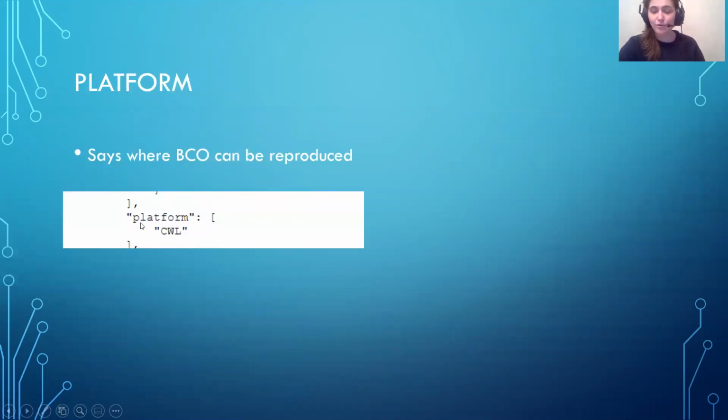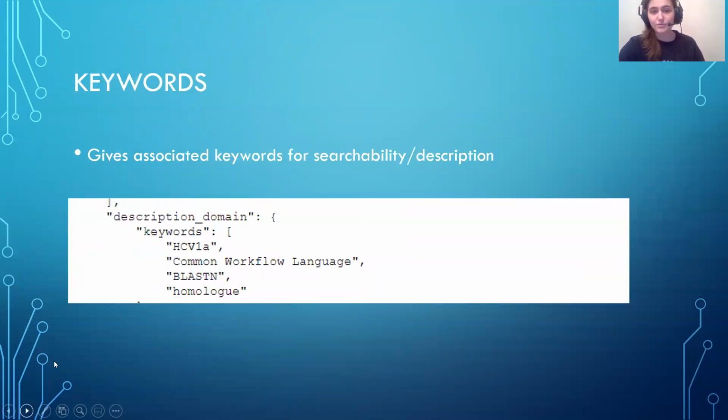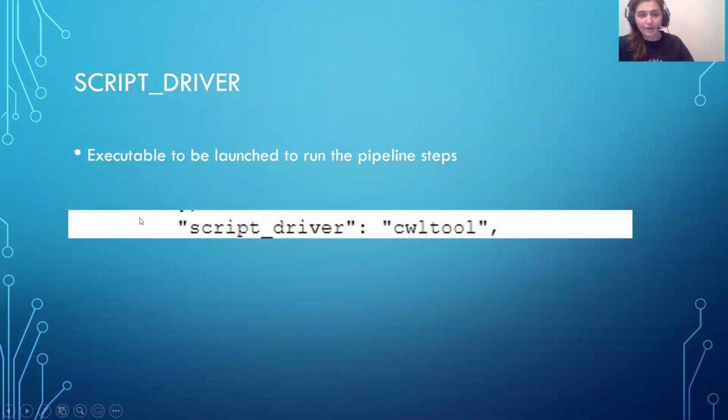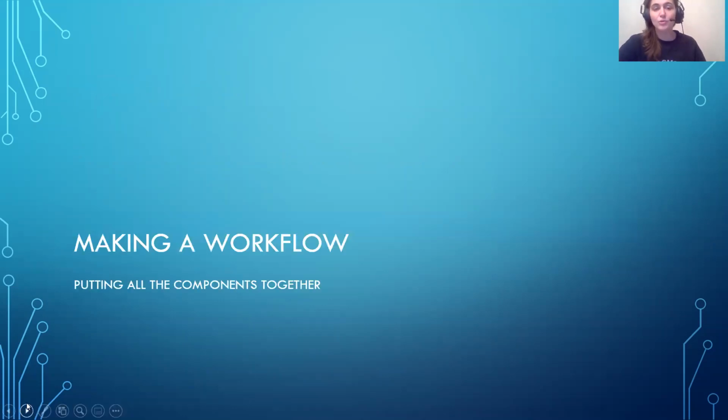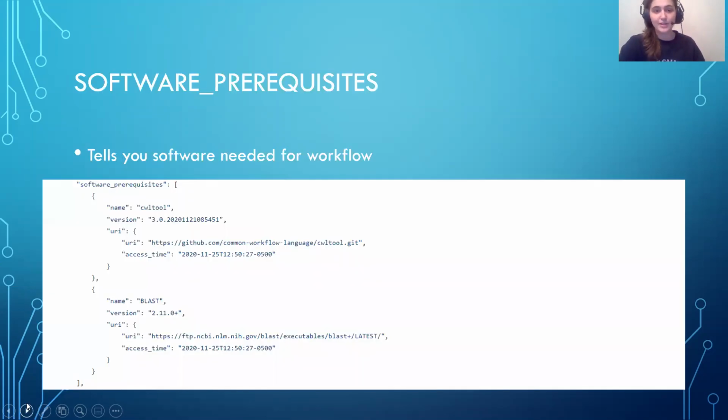We can see it in the platform, which is CWL, which says where the BCO can be reproduced. We can see it in the keywords associated for searchability and description. One of our keywords is common workflow language. We can see it in the script driver, which is the executable to be launched to run the pipeline steps. In our case, it's CWL to run a CWL workflow. So we know we have a CWL workflow in our BCO, but how do we put all the components together?